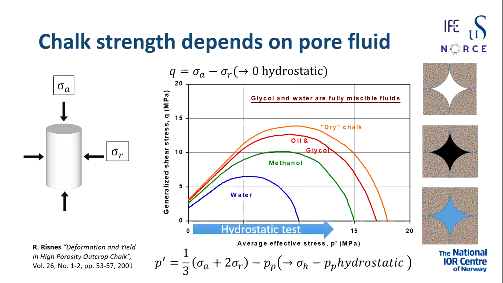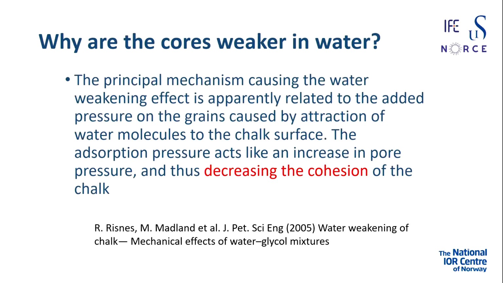What you actually see is that if you have dry chalk, you have a yield point of 18 megapascal. And if it's water, it's close to 10, really showing that if you have different fluids inside the rock, you get a different yield point. So they argue that the water actually leads to an additional pressure, which acts as decreasing the cohesion between the grains.